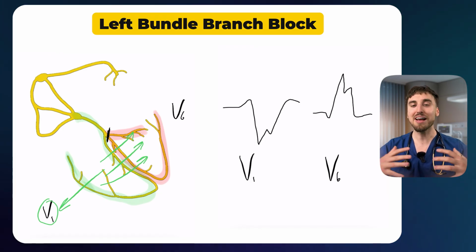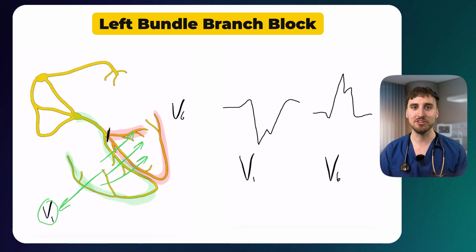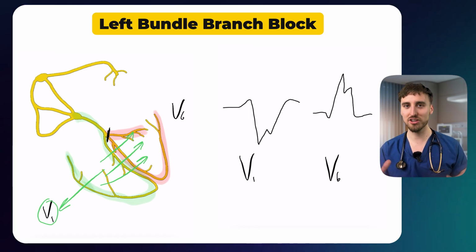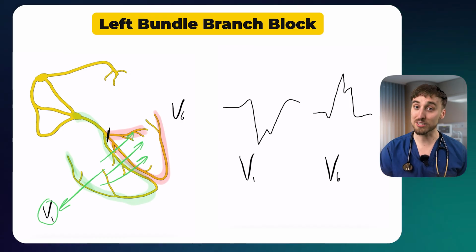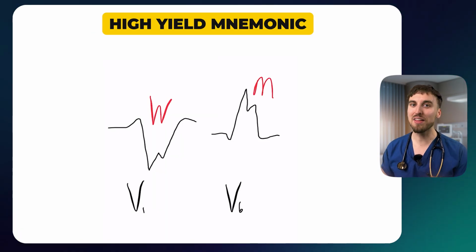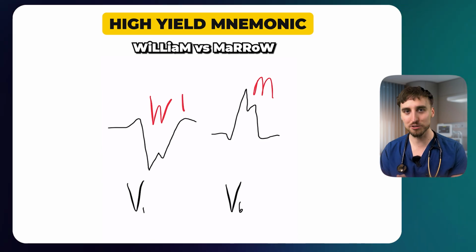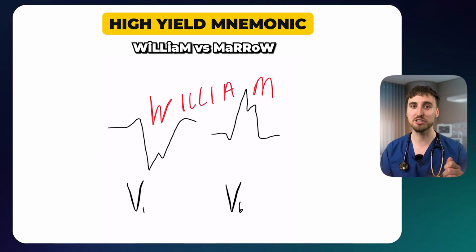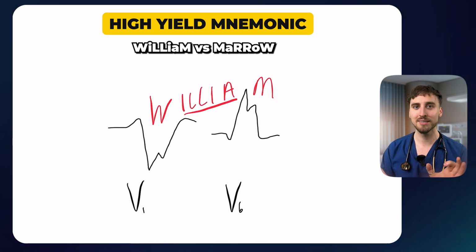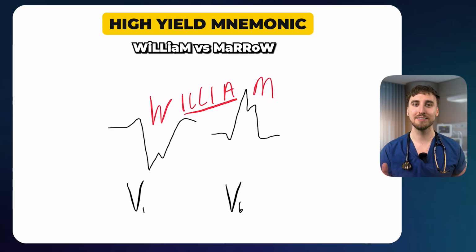It's worth noting, when we have this broad wave of depolarization, it doesn't typically change the axis. I'll come back to why that's relevant very soon. Okay, let's recall that mnemonic. This time it isn't Marrow, it's William, and that tells us that it's the left bundle branch, which has a V1 change more in keeping with a W shape, and a V6 change in keeping with an N shape for William.